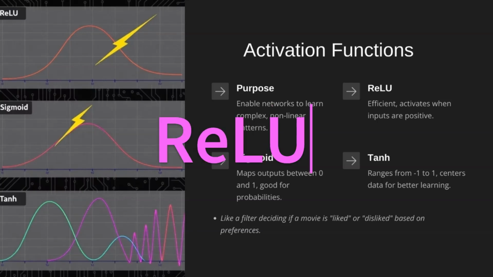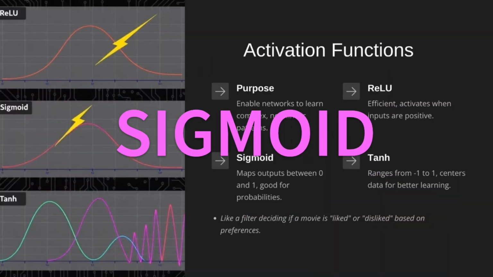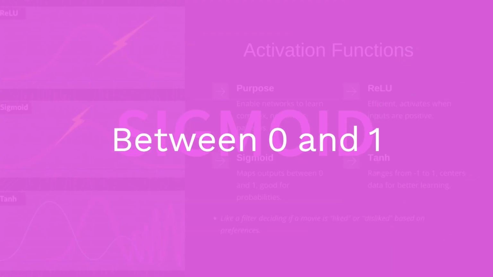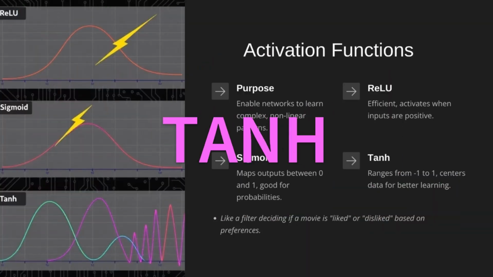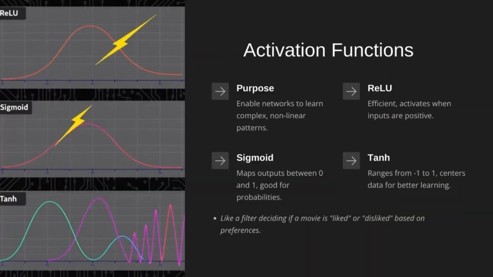Activation functions help neural networks learn complex nonlinear patterns. ReLU is fast and only activates for positive values. Sigmoid maps outputs between 0 and 1, great for probabilities. Tanh ranges from -1 to 1 and helps center the data. Think of them like filters, deciding if a movie is liked or disliked based on your preferences.